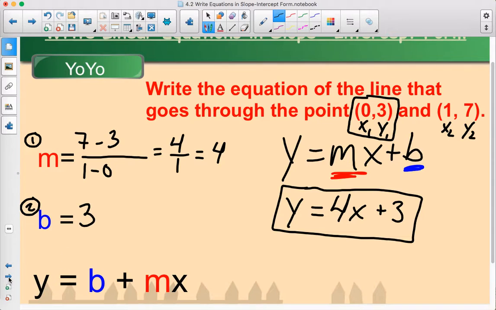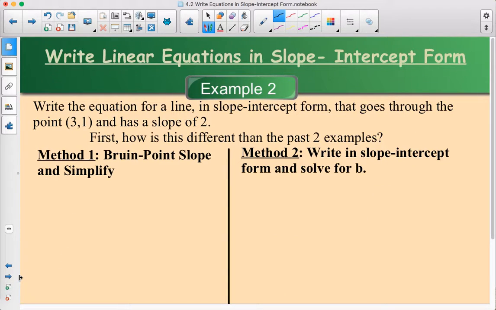Okay? Moving right along. Example 2. Write the equation for a line in slope-intercept form that goes through the point (3, 1) and has a slope of 2.